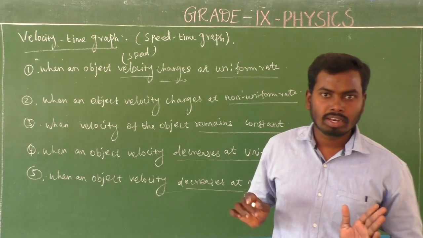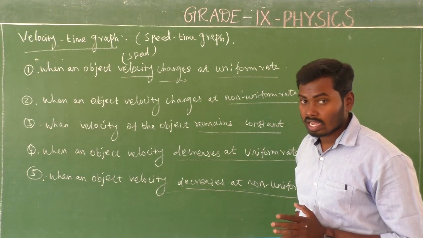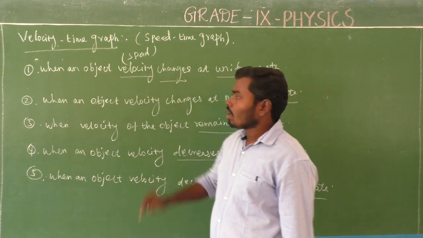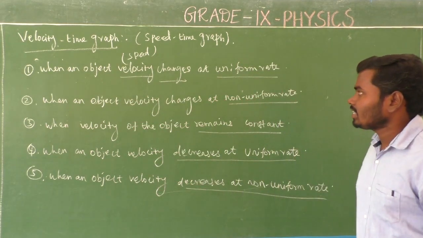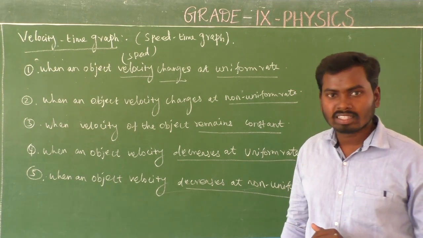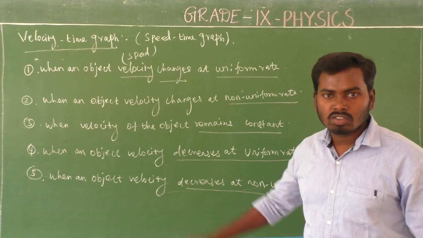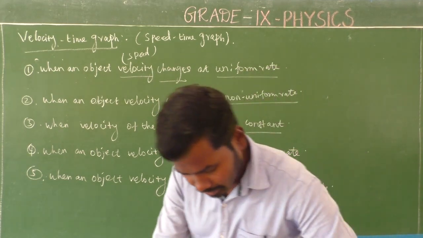It's very simple. We will see one by one. First, we will start with the first one: when an object's velocity changes at a uniform rate. First, we will take that.